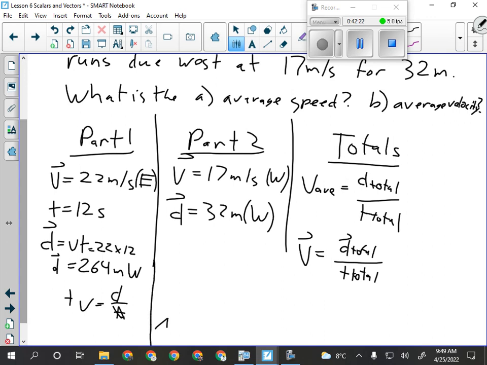Okay, in part 2, I need the time. v equals d over t. If I'm solving for t, I'm going to bring t over to this side by multiplying both sides by t, then divide both sides by v. So t will equal d over v. That'll be 32 divided by 17.